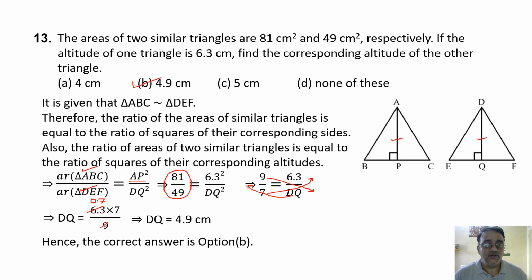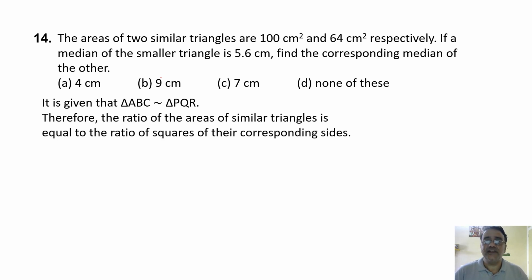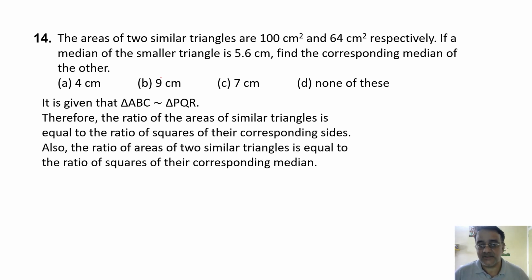Right. So now 14th question. The areas of two similar triangles are 100 centimeter square and 64 centimeter square respectively. If a median of the smaller triangle is 5.6 centimeter, find the corresponding median of the other triangle. So just now I told you that the corollary we did for altitude, we did for median also. So you can directly start the question, no problem. So it is given that triangle ABC is similar to triangle PQR. So therefore the ratio of the areas of two similar triangles is equal to the ratio of the square of their corresponding sides. We can directly write medians also, okay.